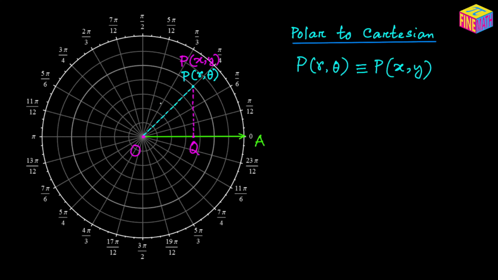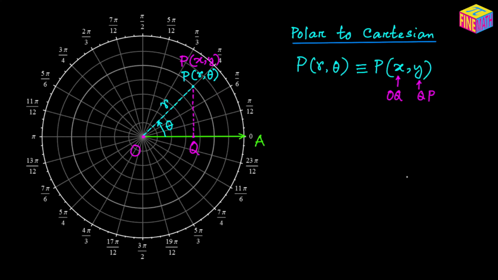So this distance from the pole, or the origin, to point P would be r, and this angle would be theta. Now clearly, if we have to denote the coordinates of P in the Cartesian system, then x is actually equal to OQ. The x coordinate I have written here is the OQ distance, and the y coordinate is actually the PQ distance, or QP.